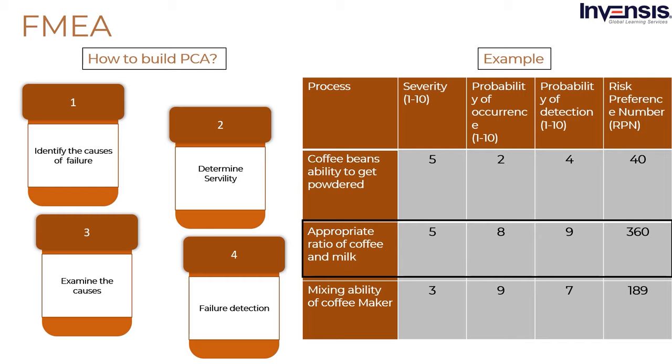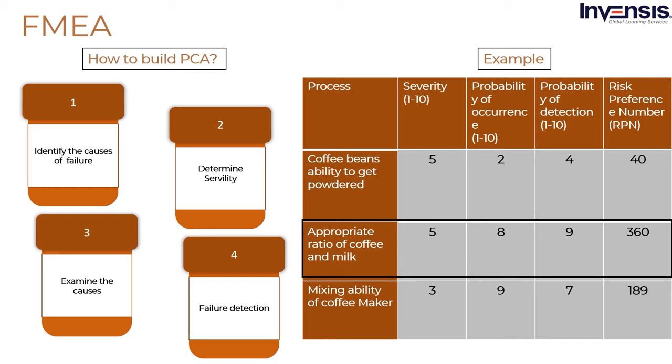So, the first process step would be coffee beans that must get easily powdered. Next, the amount of coffee mixing with milk. Then, the mixing process. Then, we have to rate them in the range of 1 to 10, with 1 being the least and 10 being the highest score. Then, rate them in accordance to severity, probability of occurrence, and probability of detection. After this, one can calculate RPN, which means risk priority number, which is nothing but the product of severity, probability of occurrence, and probability of detection.